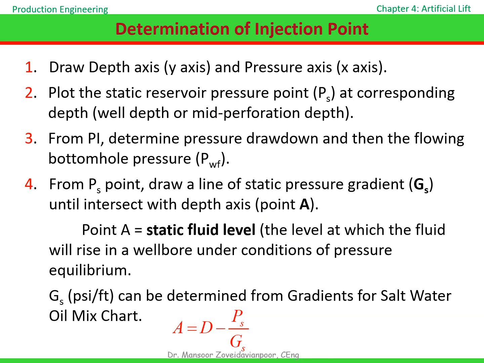We start by plotting the reservoir pressure, PS, at reservoir depth. Using the well's PI, we calculate the pressure drawdown and determine PWF, the flowing bottom hole pressure. Next, we draw the static pressure gradient, GS, upward from PS until it reaches the depth axis. This gives us point A, known as the static fluid level. In simple terms, it's the level where fluid would naturally stand in the well if the system reached pressure equilibrium. This static fluid level is one of the key reference points used later to determine the optimum gas injection depth.